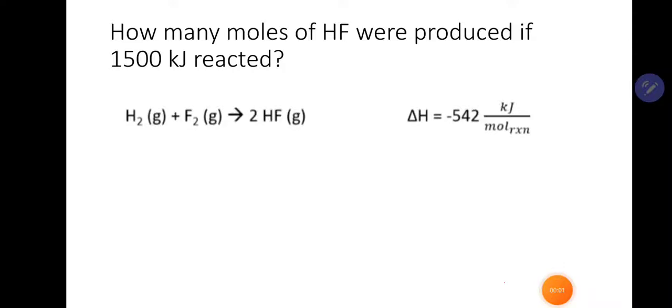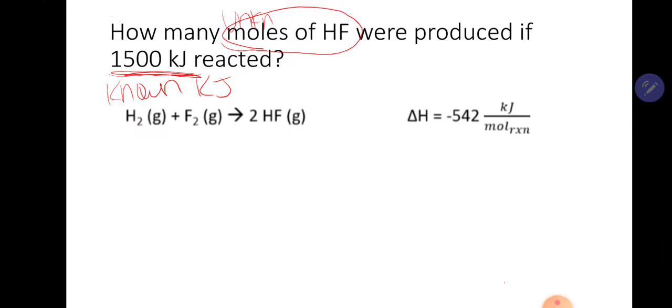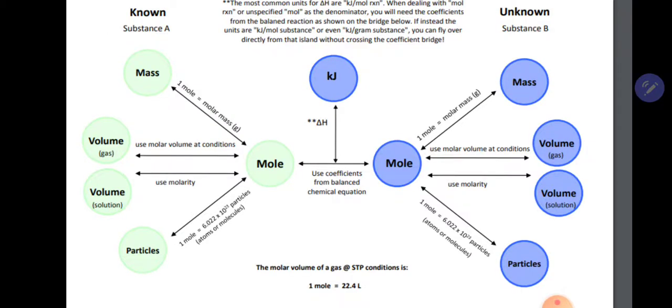Okay, let's do some examples where we see how this works. So we want to know how many moles of hydrofluoric acid are produced if 1500 kilojoules react. So my given, my known, is kilojoules, and my unknown is moles. So let me go check the map.